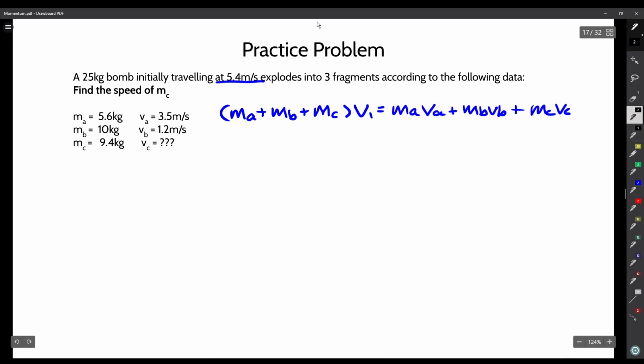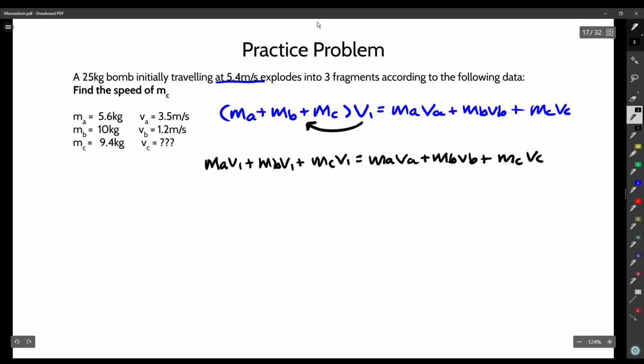So here we're just going through some simple algebra. First, do not substitute any values in yet. We want to simplify this down before we substitute any values in. So if we multiply the VI into the different variables, we have MAVI plus MBVI plus MCVI equals the same thing over here, MAVA plus MBVB plus MCVC, and now we can put these two on the same side. So we simply rearrange everything.